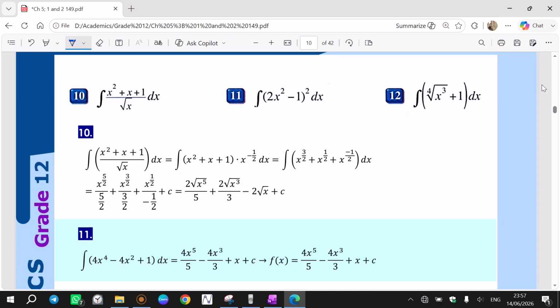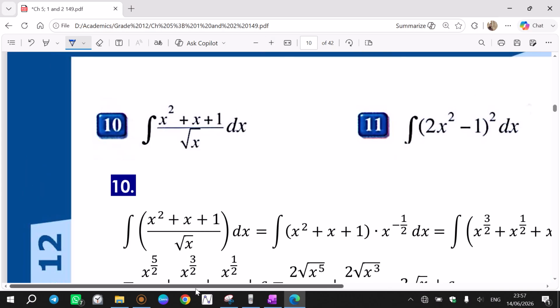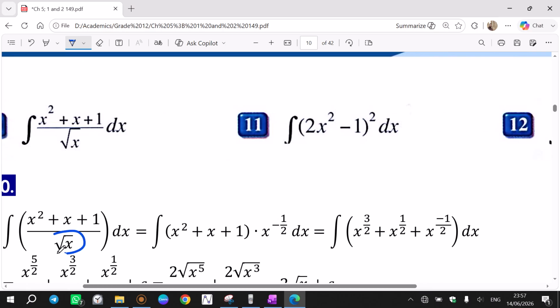In this list, let's solve question 10. To solve question 10, we can apply partitioning, or we can change the radical x to x power 1 over 2. When we send it up, it will be x power negative 1 over 2. Multiply this by all the 3 terms. In multiplication, we add the powers. We'll get something like that.